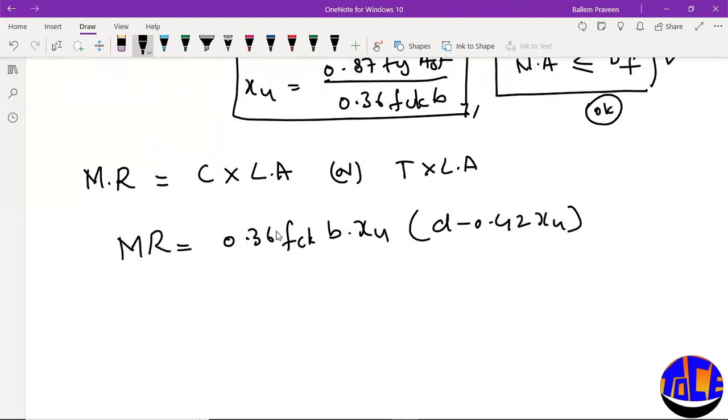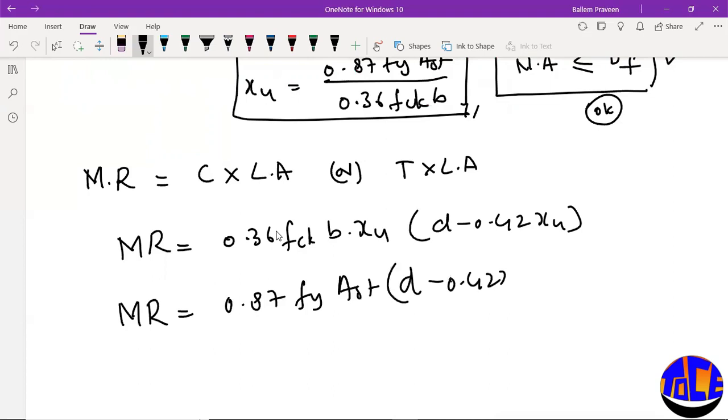In case you want to find out the Ast, you can use another equation, that is 0.87 fy Ast into the lever arm, d minus 0.42 xu.